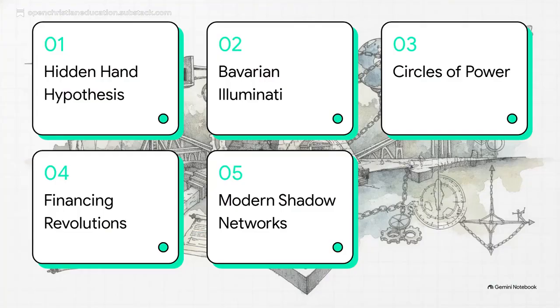So here is our roadmap for decoding this historical architecture. 1. The hidden hand hypothesis. 2. Origins, the Bavarian Illuminati. 3. Concentric circles of power. 4. Financing global revolutions. And finally, 5. Modern shadow networks. Let's keep moving.